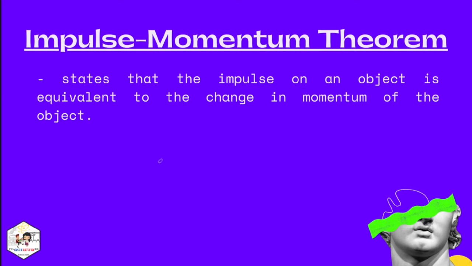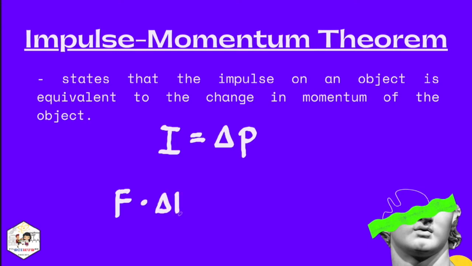impulse momentum theorem. This theorem allows us to relate both impulse and momentum together, as stated in its name. And this theorem states that the impulse on an object is equivalent to the change in momentum of the object. So we have I for impulse is equal to the change in momentum. So earlier, as we've established, when an object experiences a force in a given amount of time, which we call impulse, it would also have a change in its momentum.